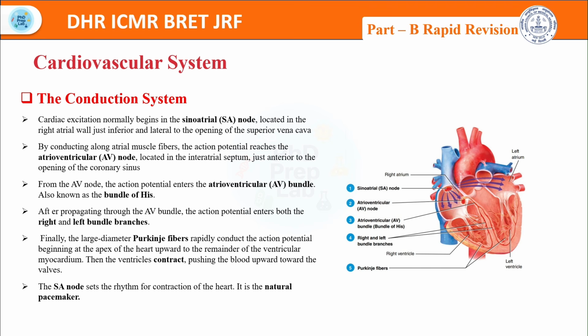Now, about the cardiovascular system's conduction system. The conduction system normally begins at the SA node. From the SA node, the action potential travels and reaches the AV node. From the AV node, the action potential enters the AV bundle, which is also known as the bundle of His. After propagating through the AV bundle, the action potential enters both the right and the left bundle branches. From there, it reaches the Purkinje fibers, which rapidly conduct the action potential beginning at the apex of the heart upward to the remainder of the ventricular myocardium.